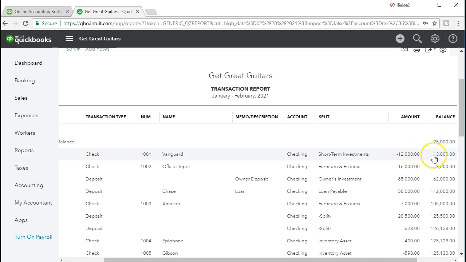The running balance here, we can always see what the balance is. Here's the activity, here's the balance. It started at 25,000, minus 12,000 to 13,000, minus 16,000 to negative 3,000, plus 65,000 to 62,000. So that's how it's going to roll through.